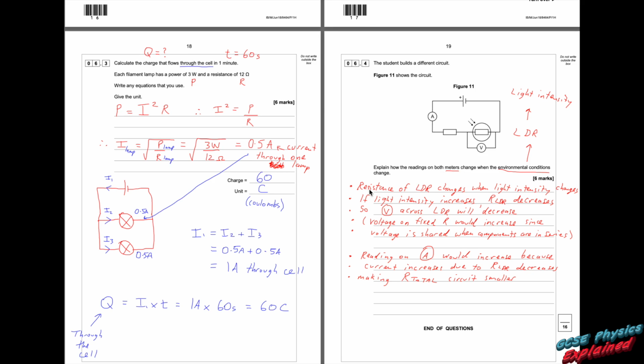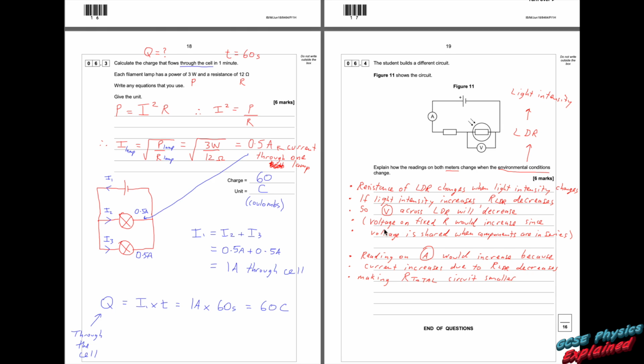So, well, the first thing is, you've got to know that the resistance of an LDR changes when the light intensity changes. So we've successfully identified which environmental condition is important here. And if the light intensity increases, do you know that the resistance of the LDR decreases? That's important for you to know. So if this resistance is going to decrease, since this voltmeter is across the LDR, if the resistance goes down, that means that the voltage is going to go down. So the voltmeter reading across the LDR will decrease.